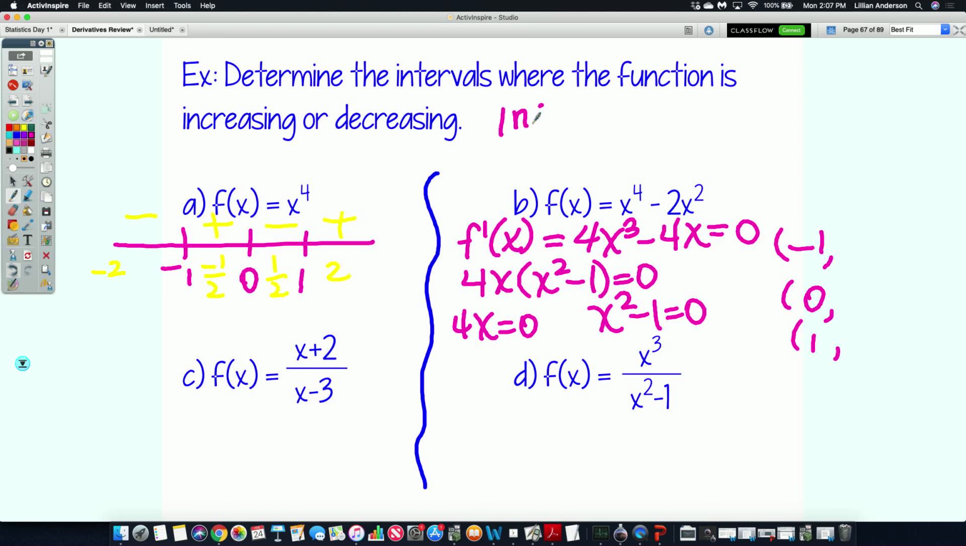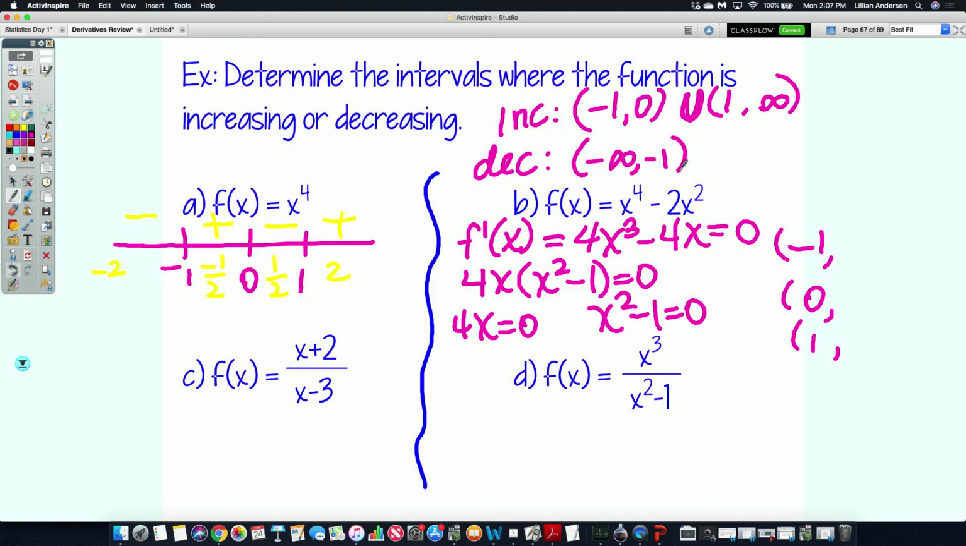So I know that we are increasing from where to where? From -1 to 0 and from 1 to infinity. And what do I put around these? Parentheses. Very good. And then I'm decreasing everywhere else, correct? Yep. So that's negative infinity to -1, and then from 0 to 1.